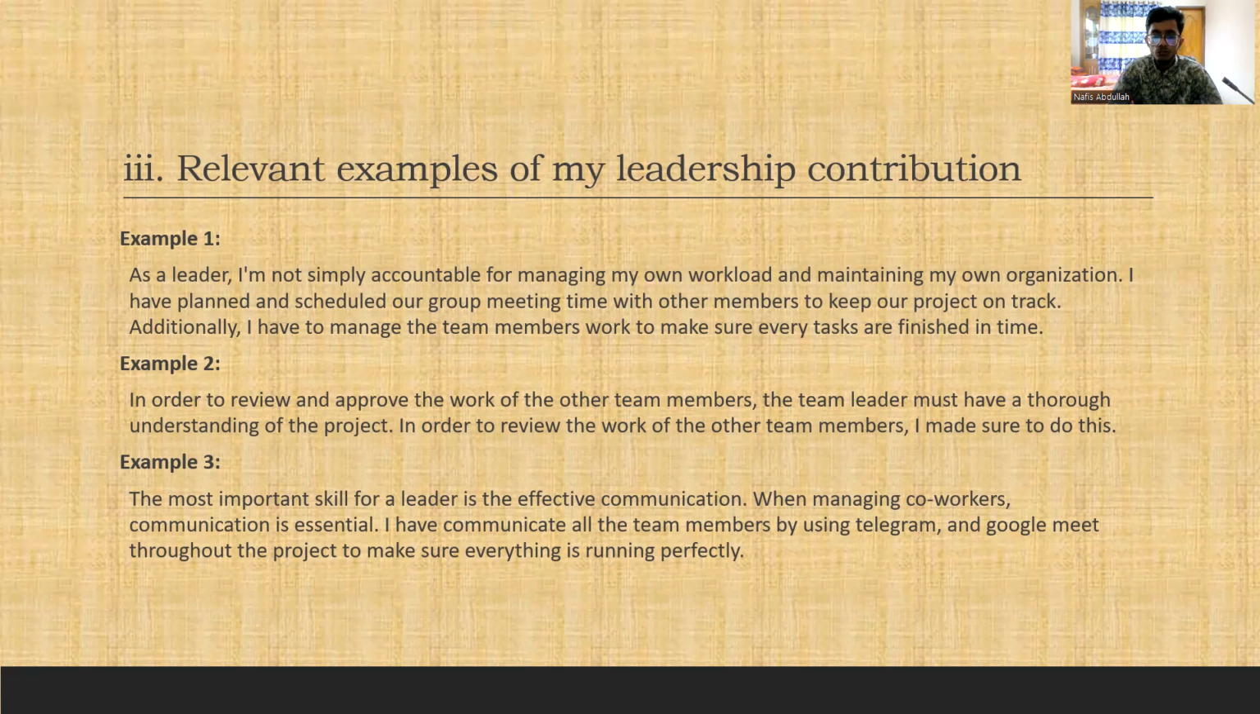Next, in order to review and approve the work of other team members, the team leader must have a thorough understanding of the project. In order to review the work of the other team members, I made sure to do this. Next, the most important skill for a leader is effective communication. When managing co-workers, communication is essential. I have communicated with all the members by using Telegram and Google Meet throughout the whole project to make sure everything is running smoothly and perfectly.